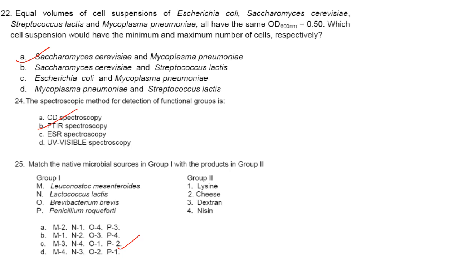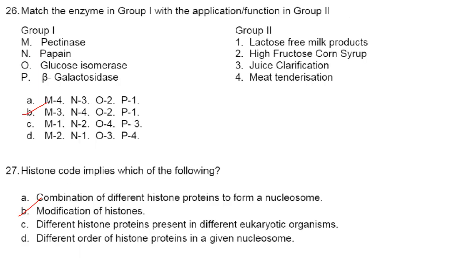Answer is option B. Match the native microbial source in group 1 with products in group 2. Leuconostoc mesenteroides: dextran. Lactococcus lactis: nisin. Brevibacterium brevis: lysine. Penicillium roqueforti: cheese. So the answer is option C, that is M3N4O1P2.